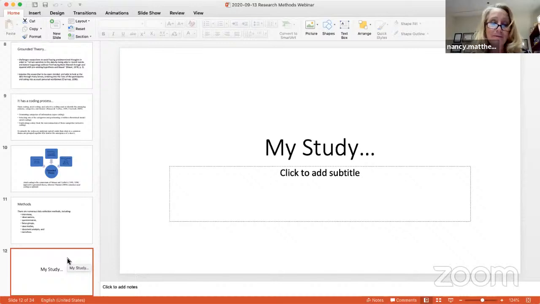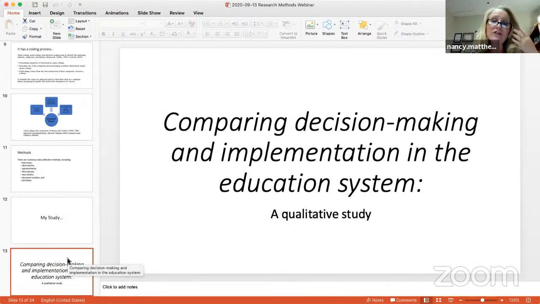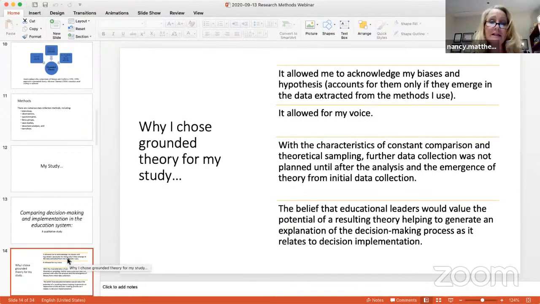So my study was comparing decision-making and implementation in the education system. And that was very much a passion for me because of being in the education system. And the reason why I chose grounded theory for my study is because first, it allowed me to acknowledge my biases and hypotheses. As you can see here, it accounts for them only if they emerge in the data extracted from the methods I use. And second, it allowed me to use my voice.